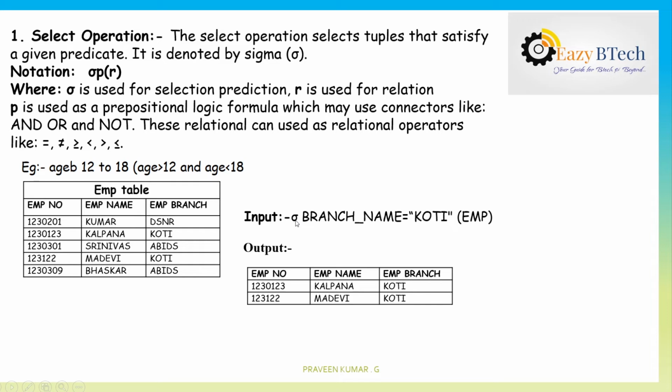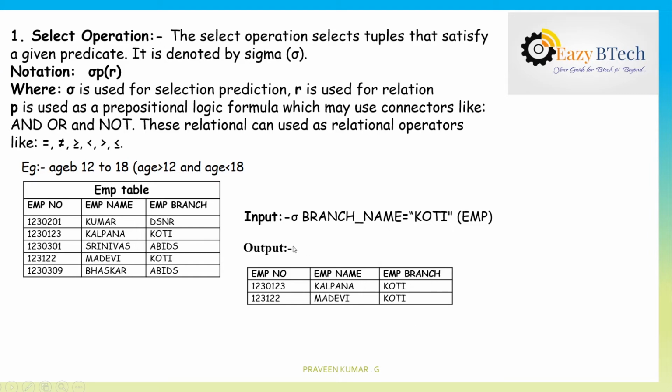Select is the notation. Branch name equals quote is the condition we are giving. We are using the equal connector on the attribute name, equal to quote, from the employee table. Then what is the output? It prints only the employees whose branch equals quote.